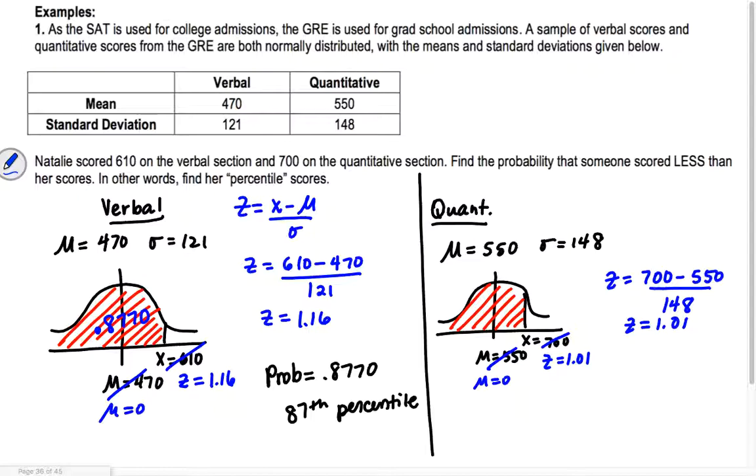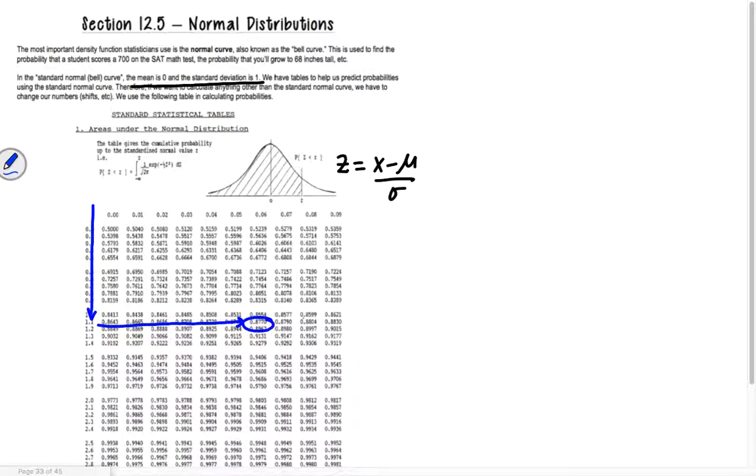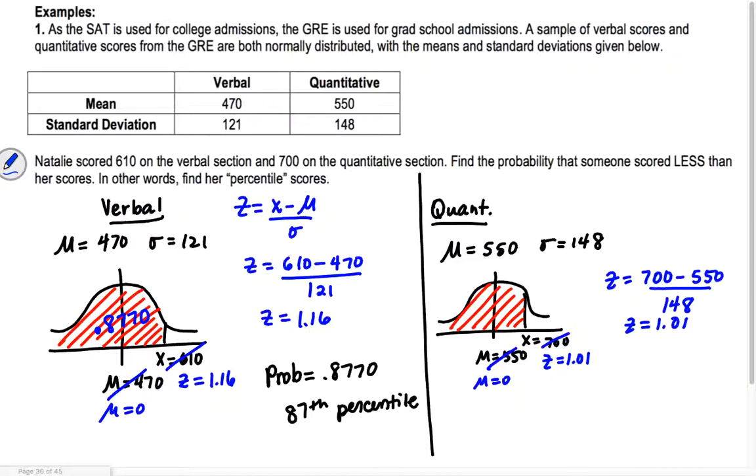Make sense? Now we look that up. So we go back to our chart, and we look up 1.01, and it looks like 0.8438. Do we all see that number in the chart? So the probability is 0.8438. So what percentile? 84th percentile.